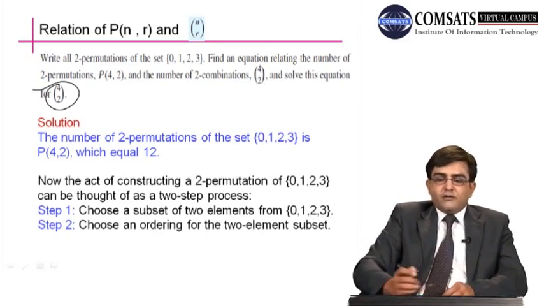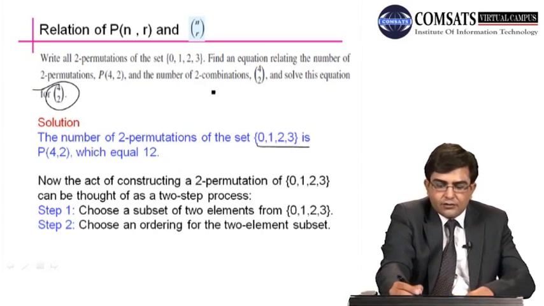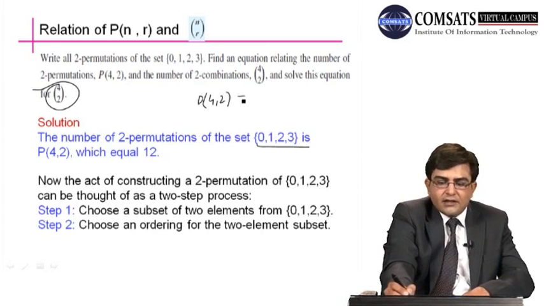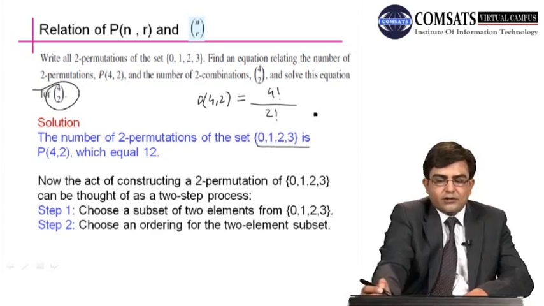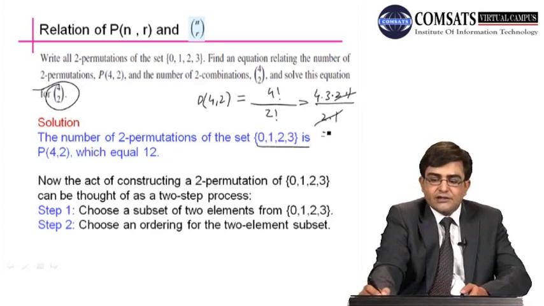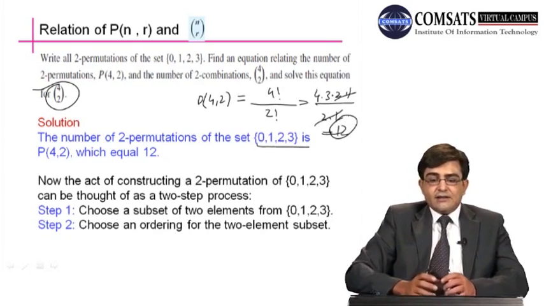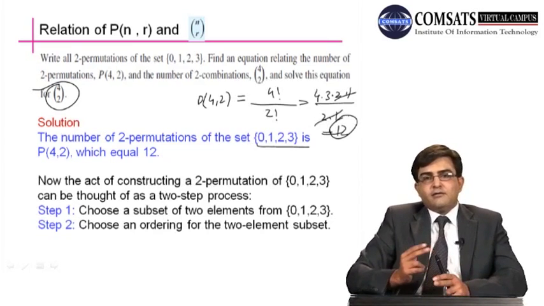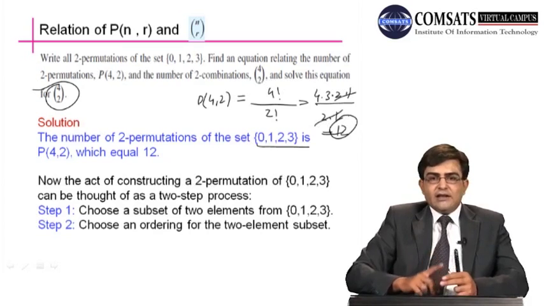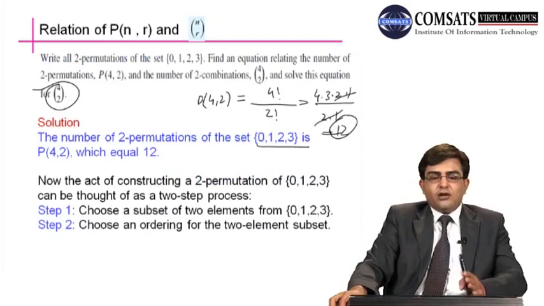Now the number of 2 permutations of the set, this is basically P(4,2), which is equal to 12. How? P(4,2) is 4 factorial over (4 minus 2) factorial, and 4 minus 2 is 2. So this is basically 4 into 3 into 2 into 1 over 2 into 1. 2 into 1 cancels, and 4 threes are 12. So there must be 12 ordered selections of 2 elements out of 4 elements, where the order is important. If the order is not important, then 4C2 is 6. If the order is important, then 4P2 is 12.